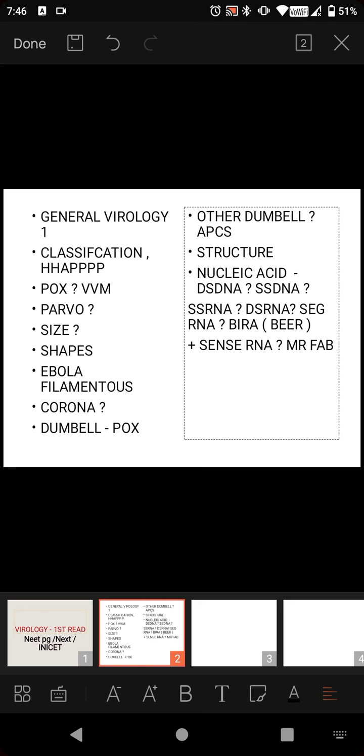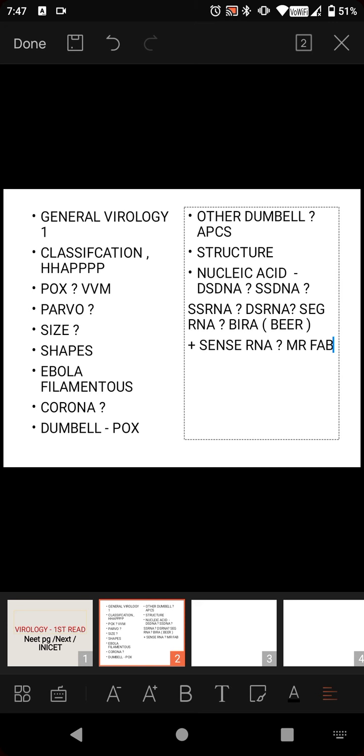Mr. Fab means myxovirus, rabies virus, filovirus, arenavirus, Bunyavirus. Arena and Bunya are common here, and rabies you can guess, filo and myxo. Arena and Bunya are the most common. Just remember those two new names. So except these, everything is only positive sense RNA.